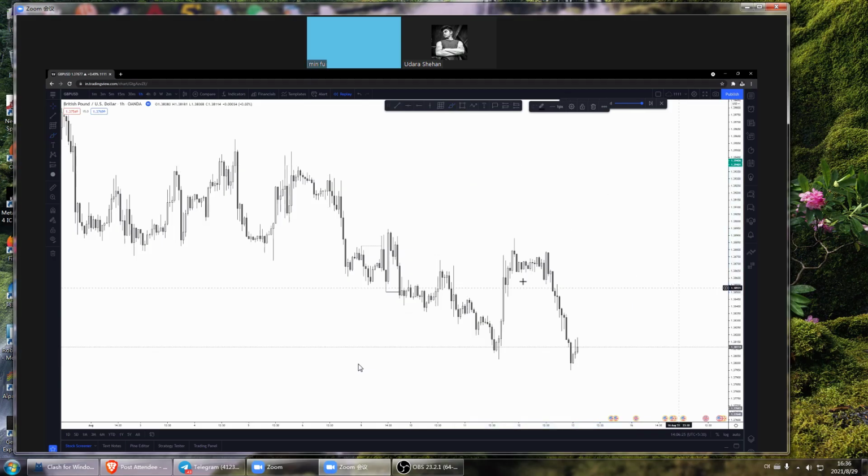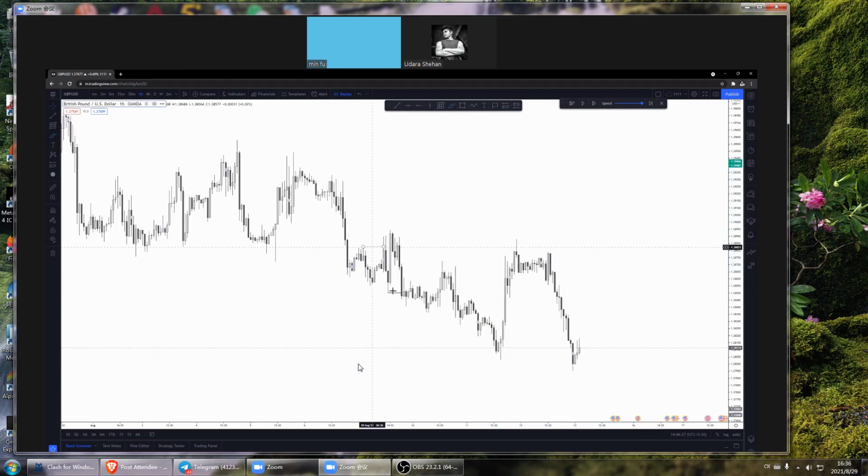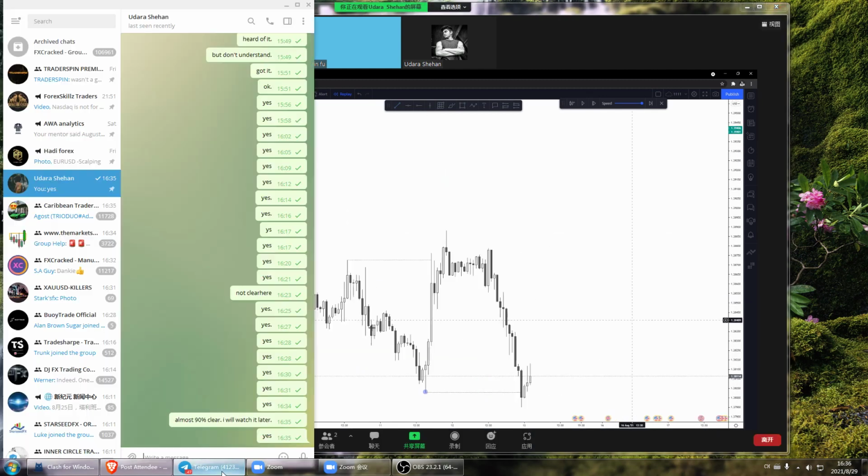So what happened? Took out liquidity, broke structure, came back up. What's that? That's the inducement. Short term high inducement. Then came back down. This is where intermediate term structure broke to the upside, which means this is the low. Now this is the trading range from this high right here to this low. That is our new trading range. Can you understand that?